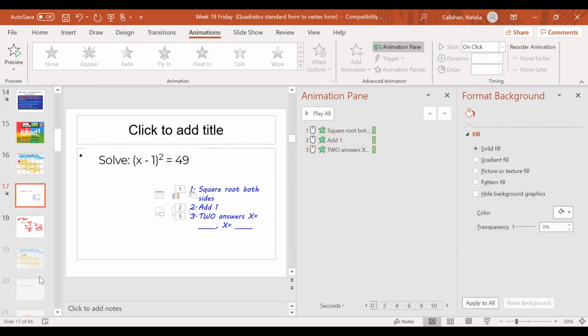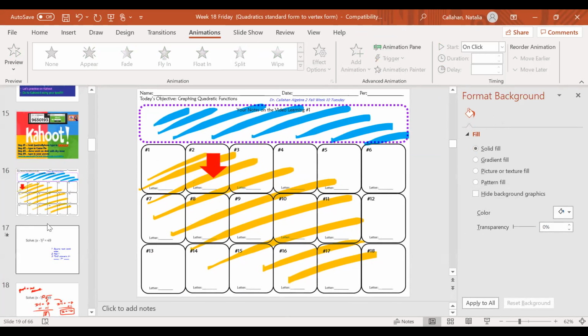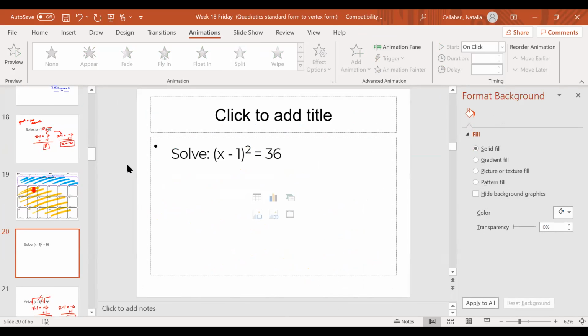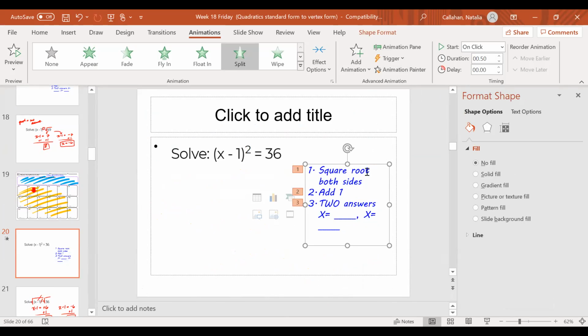Okay, let's go on to the next one. So now I'm going to be on number 2, so make sure you guys are on number 2 as well. All right, so here's your question for number 2. Again, we have several different steps. First step, square root both sides.